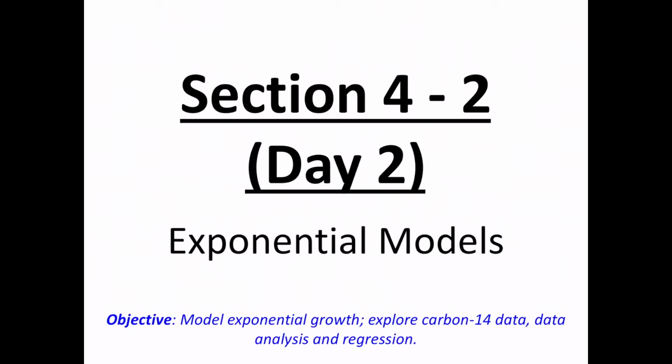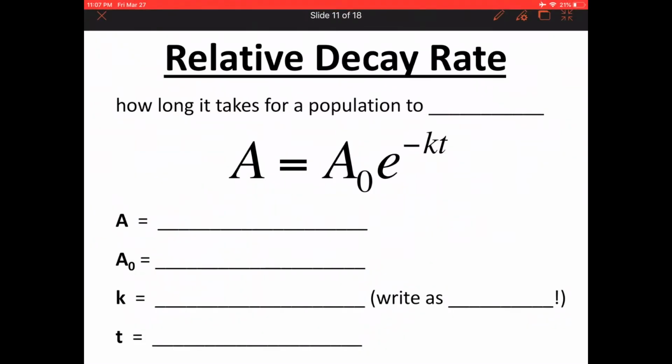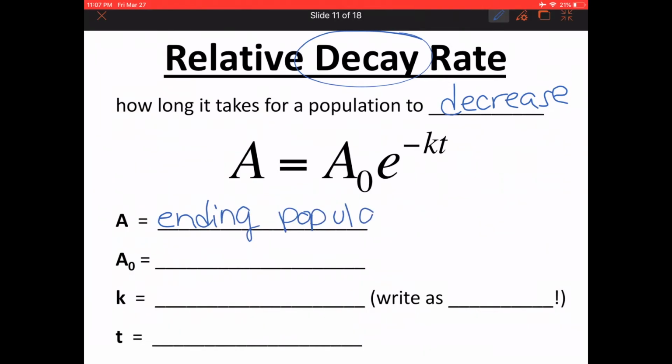Now let's look at day 2. We're just going to add one new equation and then we'll do our sample problems. So the new equation that we have now is the relative decay rate. And this is just how long it takes for a population to decay or decrease. Decay just means that we're going down. So A is the ending population. A sub 0, as always, is the starting population.